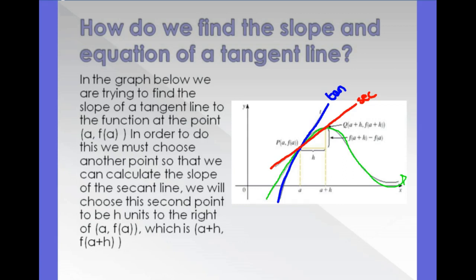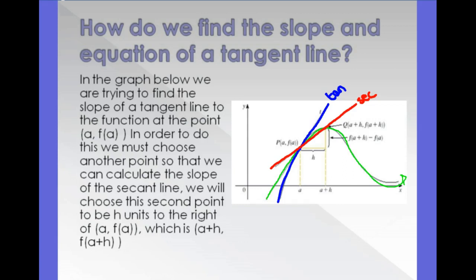Here we have a graph, a depiction of the slope of the tangent and the slope of the secant. In the graph below, we are trying to find the slope of a tangent line to the function at the point a, f of a. In order to do this, we must choose another point so we can calculate the slope of the secant line. We will choose this point to be h units to the right of a, f of a. So we have a plus h and f of a plus h.